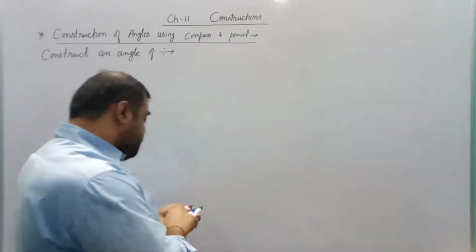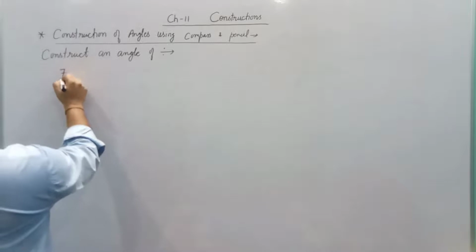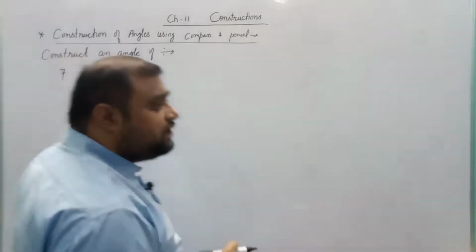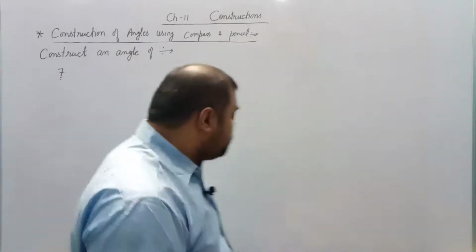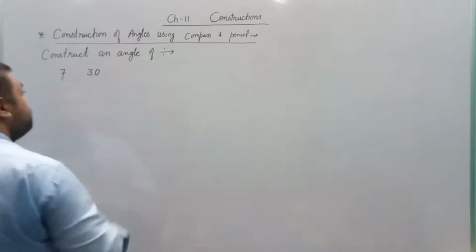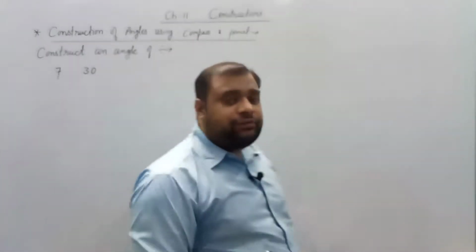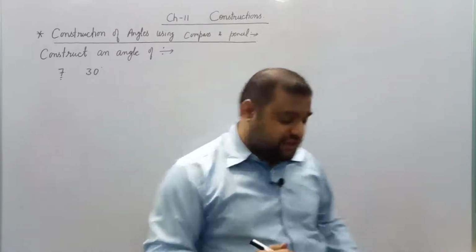Okay, now the next angle is the 7th: construct an angle of 30 degrees. So 30 degrees is the bisector of 60. To construct an angle of 30 degrees, we have to construct an angle bisector of 60.